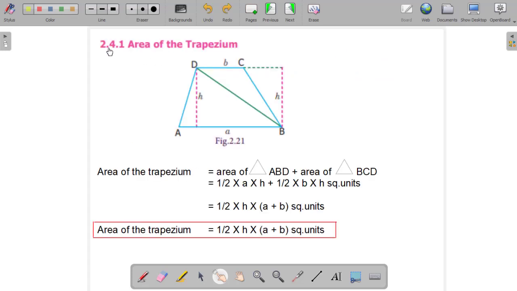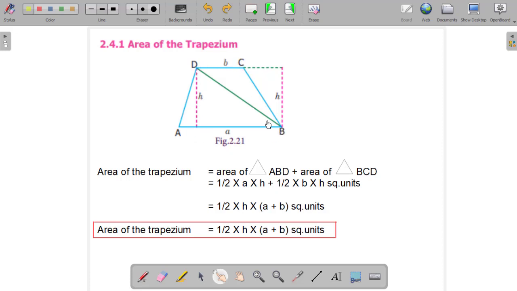We are going to find out how to calculate the area of the trapezium. Look at this figure 2.21. Trapezium ABCD is drawn. The lengths of the parallel sides are A and B. The perpendicular distance between these parallel sides is H. If you observe this trapezium, you can see it consists of two triangles: triangle ABD and triangle BCD.